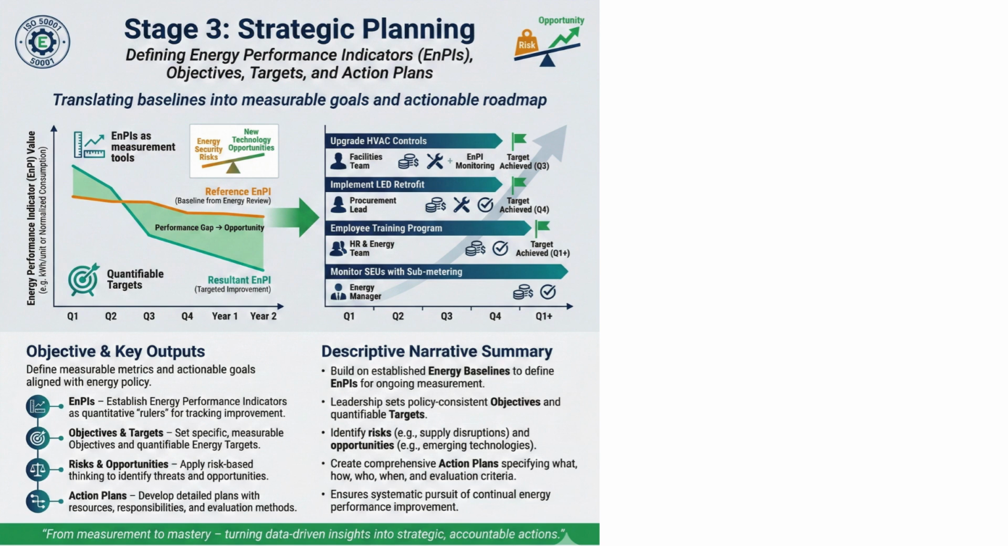EnPIs, or energy performance indicators, are our rulers, the specific metrics we'll use to track progress, like kilowatt hours per unit produced or energy per square meter. Leadership now sets clear objectives, the broad intentions, and quantifiable energy targets that align with the energy policy from Stage 1.